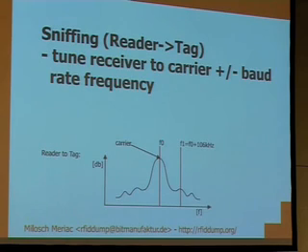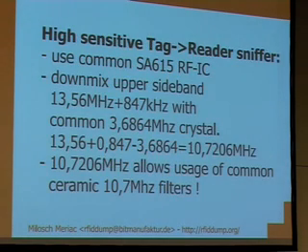The part reader to tag is, as I said, more simple. You just have 106 kilohertz, and it's added directly to 13.56 megahertz, and you get two sidebands of 13.56 megahertz plus 106 kilohertz and minus 106 kilohertz. So the sender part is very simple, and what have we done to actually get the signal?